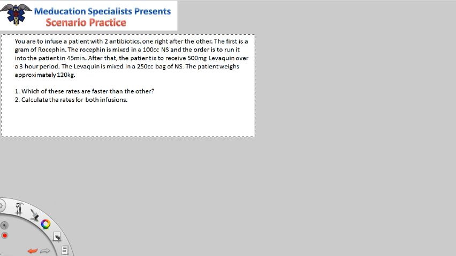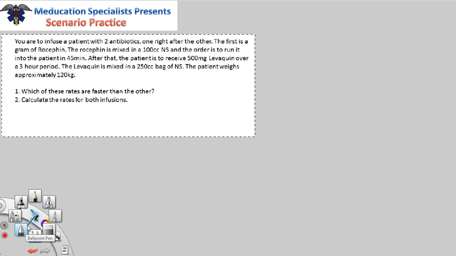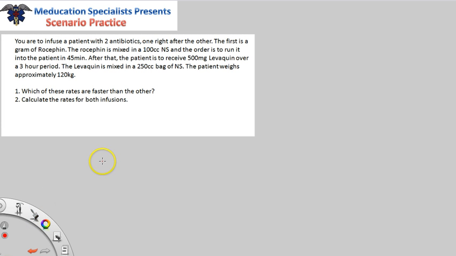Okay, here we go. The problem reads, you are to infuse a patient with 2 antibiotics, one right after the other. The first is a gram of Rocephin. The Rocephin is mixed in 100 cc's normal saline. We're supposed to run it over 45 minutes. The second drug is 500 milligrams of Levaquin over a 3-hour period. That drug is going to be mixed in 250 cc's of normal saline.